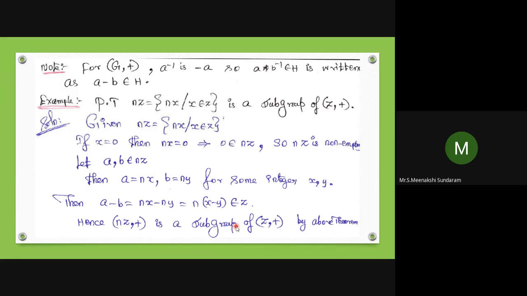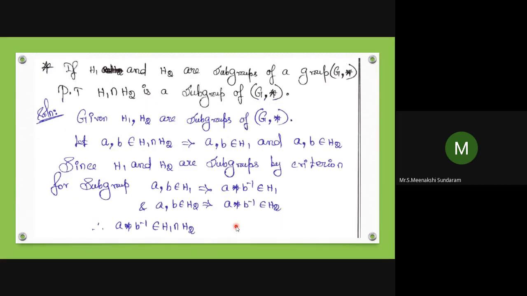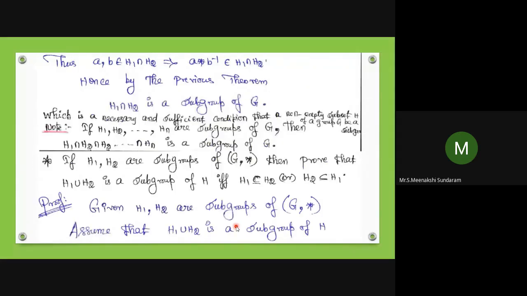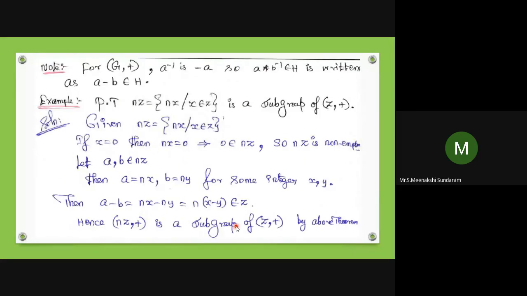So up to this you can go to the next class. One more important thing: the intersection of subgroups is a subgroup. I mean the union, I mean the theorems. We will see it in the next class. So up to this you can go through. Does anybody have a doubt?